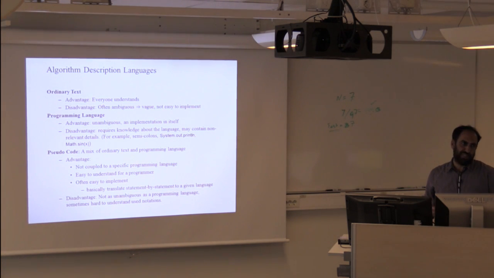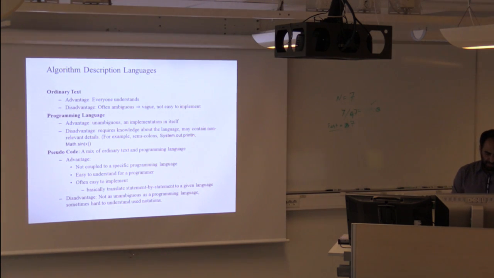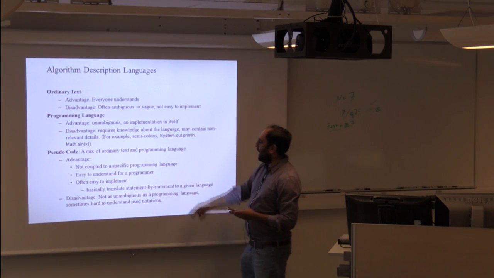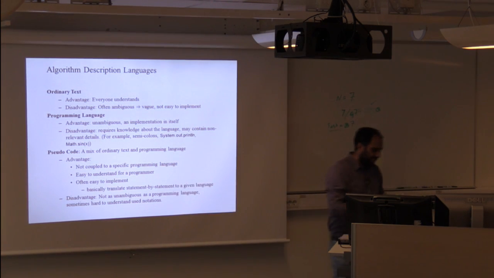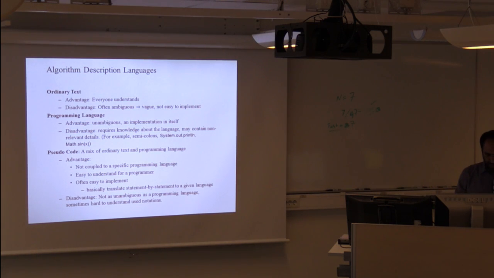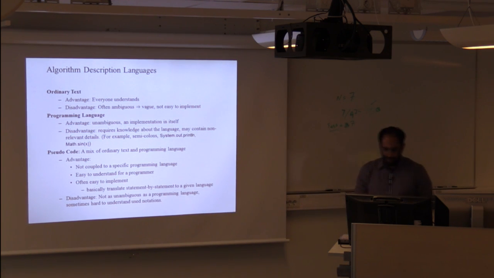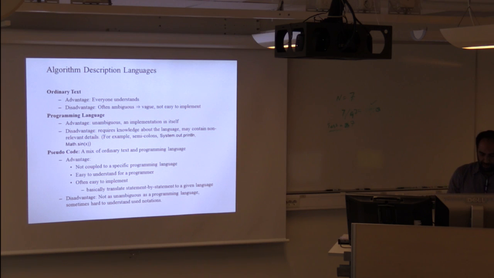If a person understands programming language concepts, he can understand the pseudocode quite well. And if you compare this with ordinary text, ordinary text is written in an ambiguous way, so it's not easy to implement. But pseudocode can be easily transformed.